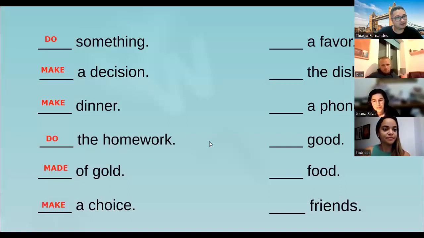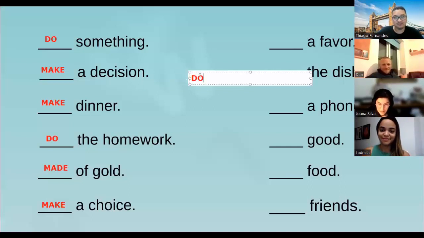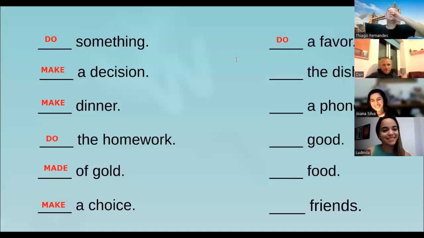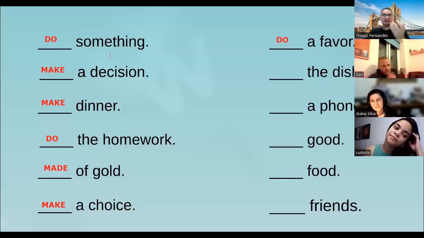Do a favor. Okay, guys, you're on fire. Do a favor. I don't know why, but I remember, in the previous one, I read this sentence here. It's very common and useful, because if you're in the work environment and you say, oh, can someone do me a favor? Can someone go and collect this from the printer? Do me a favor is a useful expression.